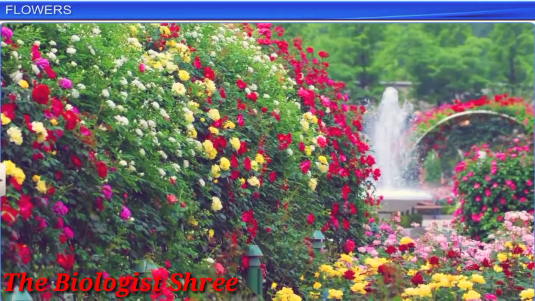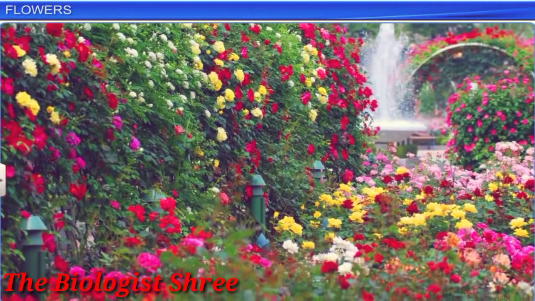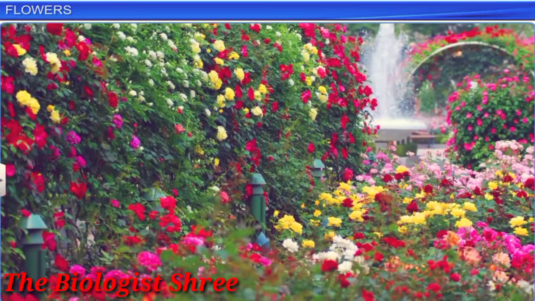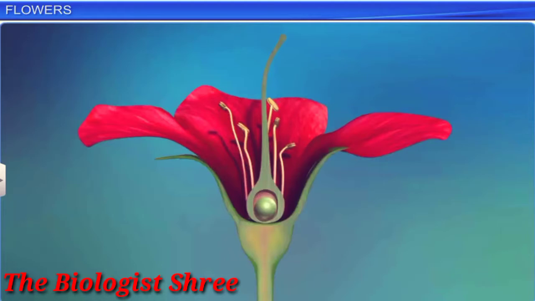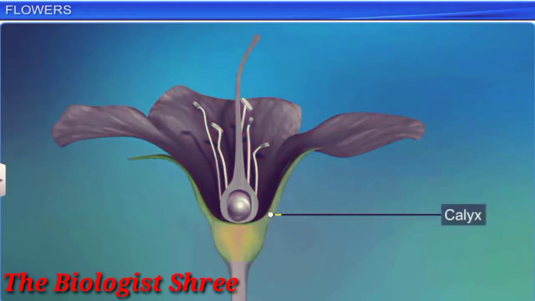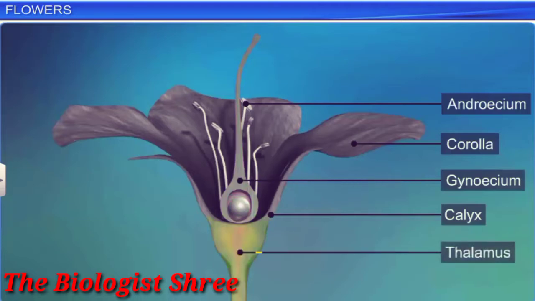A flower is the most beautiful and attractive part of a plant that contributes to the process of reproduction. Typically, a flower has four main whorls: calyx, corolla, androecium, and gynoecium. These whorls are arranged on the swollen end of a stalk called the thalamus or the receptacle.